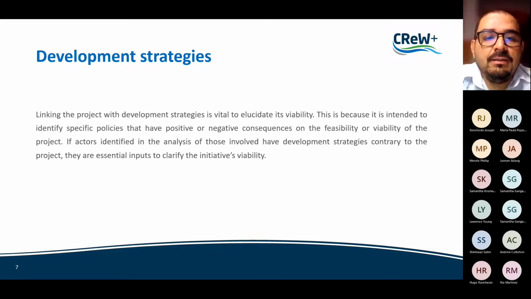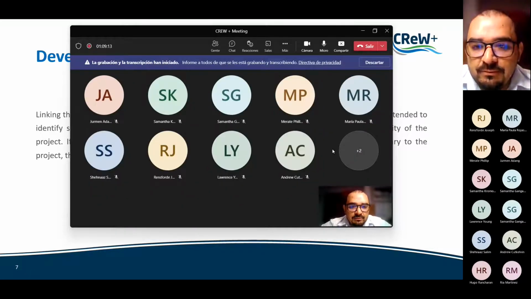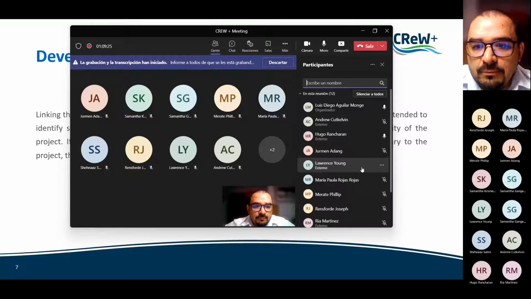So, let's have a little chat. Why is it important to match the project with development strategies? Does someone have an opinion about it, why it is important to match the project with some development strategies, national, local, or international ones? Someone want to comment about it? Hugo?